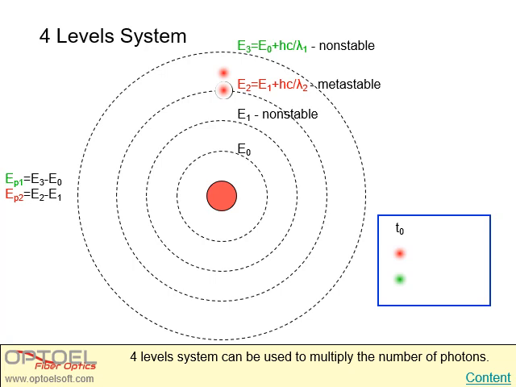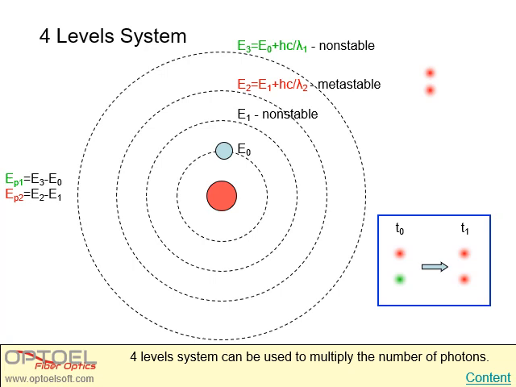Because the photon energy corresponds to the energy gap between E2 and E1, the stimulated emission occurs. The electron will decay to level E1, emitting another photon with energy E2 minus E1, while the original photon will continue to its original path. Then, of course, the electron will immediately decay to the ground level.